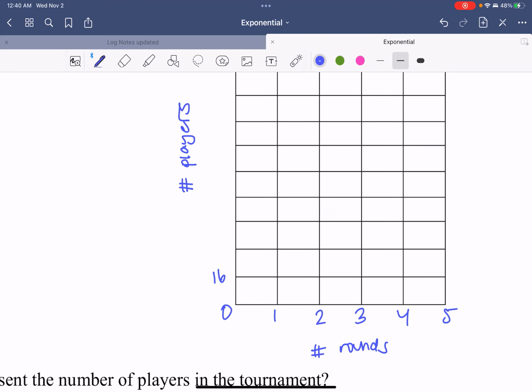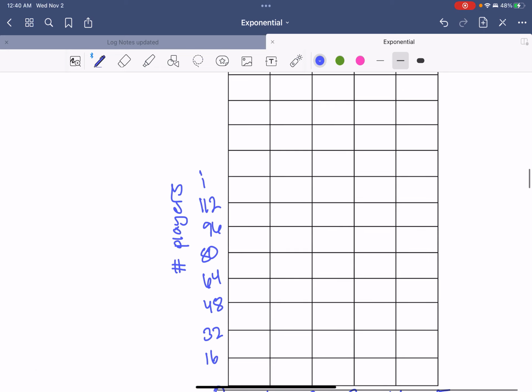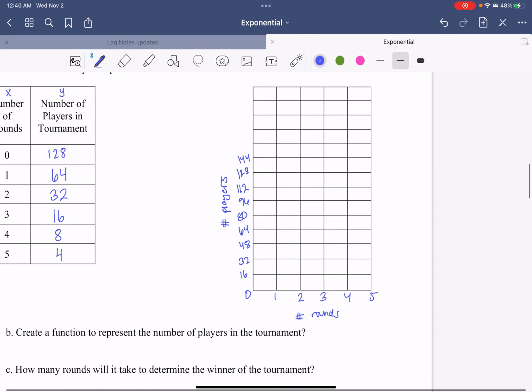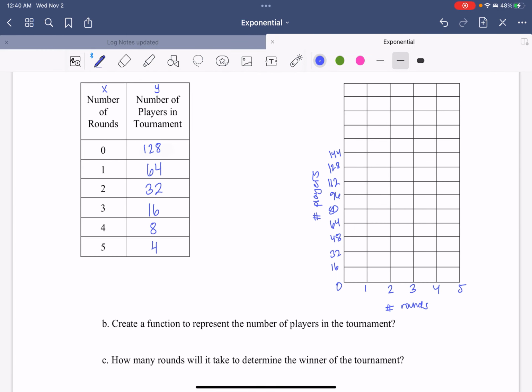So 16 plus 16 is 32, plus 16, 48, plus 16 will be 64, plus 16 is 80, and then 96, 112, 128, and 144. And we have some extra space above, but that's okay. We don't have to use the whole graph.